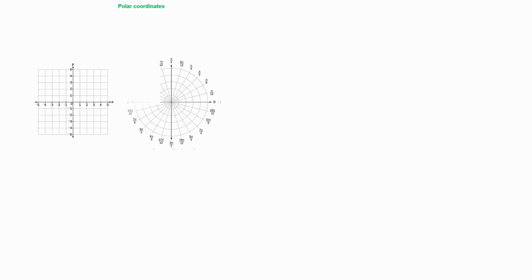So far, you have been representing graphs as collections of points x and y on the rectangular coordinate system. The corresponding equations for these graphs have been in either rectangular or parametric form. In this video, you will study a coordinate system called the polar coordinate system, which is more convenient for many purposes.